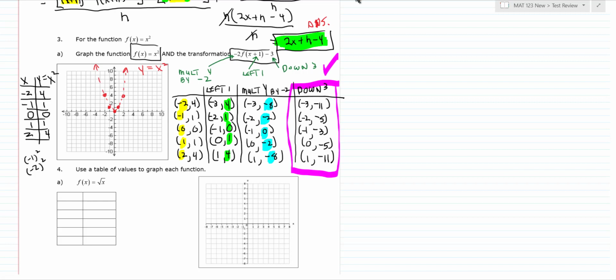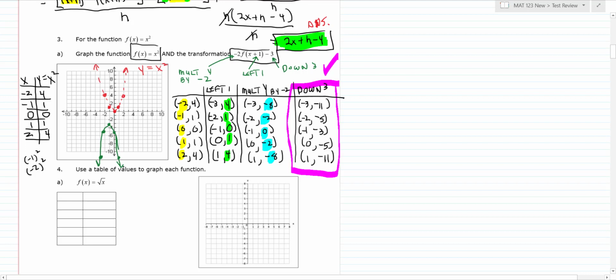Now we're just going to plot these points and we'll be done. So negative 3, negative 11. I'm out of room, I'll just put a dot there. Then negative 2, negative 5. Negative 1, negative 3. I've got 0, negative 5. And over 1, down 11. So that would be what the final graph looks like. Okay, so all of the points have been transformed. So it goes like that. All right, so that's the final.